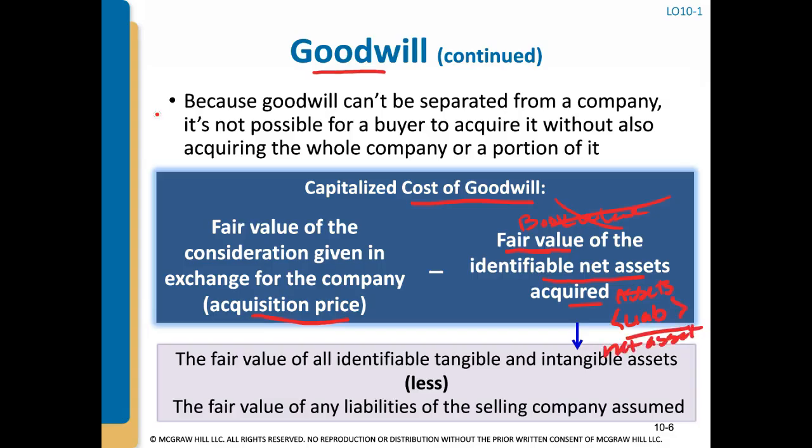So you're going to look at the fair value of all the assets of the company you acquired minus the fair value of the liabilities, which are usually recorded at fair value. And whatever that total is, if you pay more than that amount, the difference between the selling price and the fair value of the net assets is considered to be goodwill.